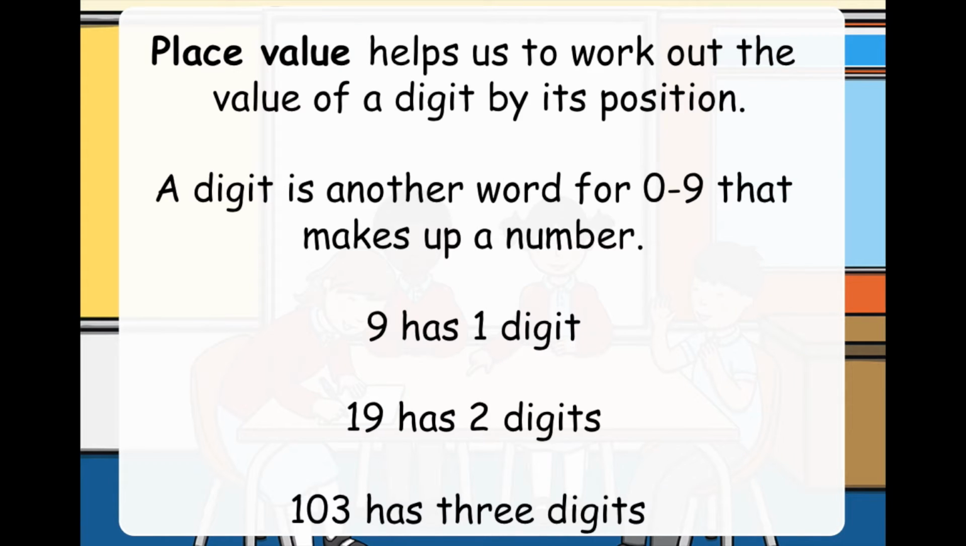Place value helps us to work out the value of a digit by its position. A digit is just another word for the numbers 0 to 9 that makes up a whole number. So 9 has 1 digit because it's made up of 1 number. 19 has 2 digits because it's made up of 2 numbers, and so on.